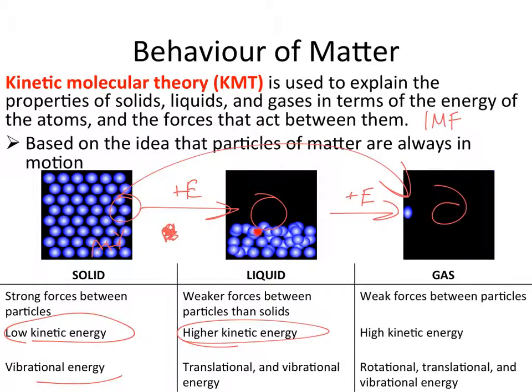So these particles, these molecules, can actually start moving and sliding over one another. Because of that, they have weaker forces. Why do they have weaker forces? Because they have more energy to escape those forces and slide past one another. So they have translational and vibrational energy, so they can move in a different way, and we'll see that in a second.